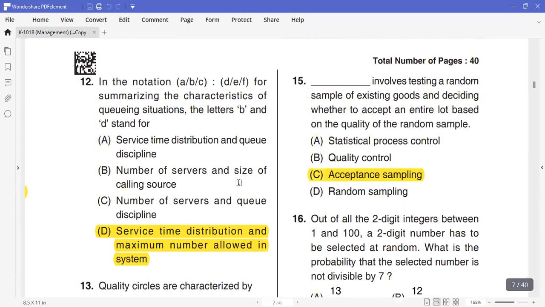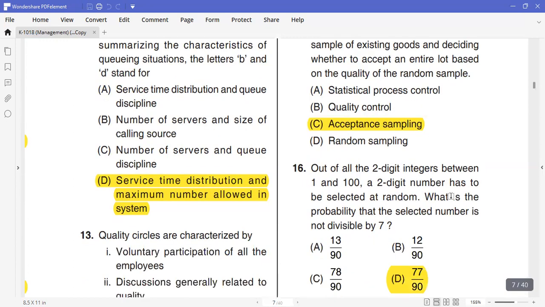Now let us go to the 15th question. Dash involves testing a random sample of existing goods and deciding whether to accept an entire lot based on the quality of the random sample. So what is this basically called? It is called acceptance sampling. Acceptance sampling involves testing a random sample of existing goods and deciding whether to accept the entire lot based on the quality of a random sample. That means you take a lot, do the quality testing, and accept the entire lot based on the sample. So that is what is called acceptance sampling.